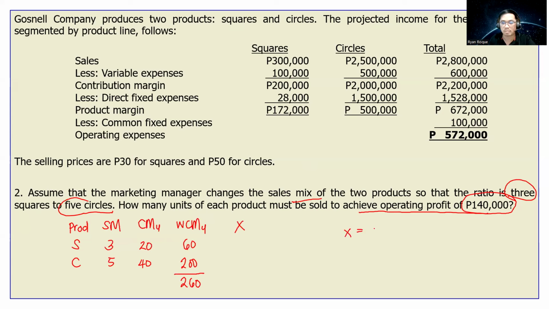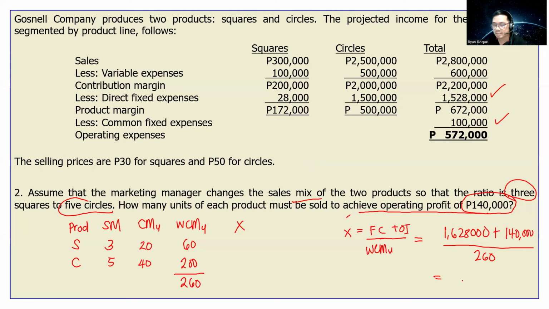Again, X is equal to the fixed cost over the weighted CMU, but this time we will add the operating income or profit, the target one. So we have here the 1,628,000 of fixed costs, the sum of 1,528,000 and 100,000, plus your target profit of 140,000, divided by the weighted CMU of 260. So the composite amount is 6,800. So what do we do next? Again, we multiply with the sales mix.